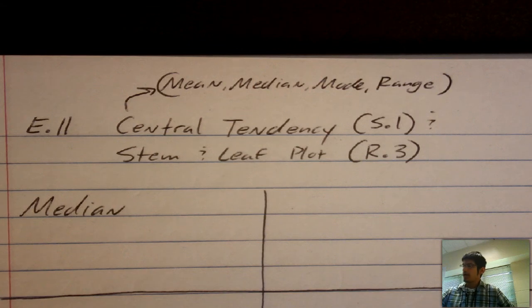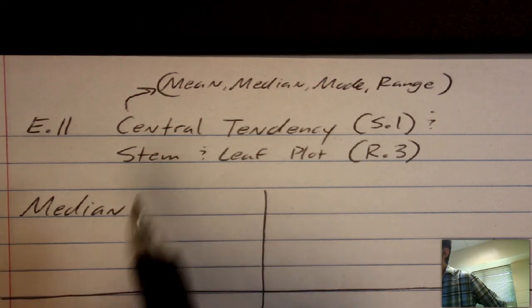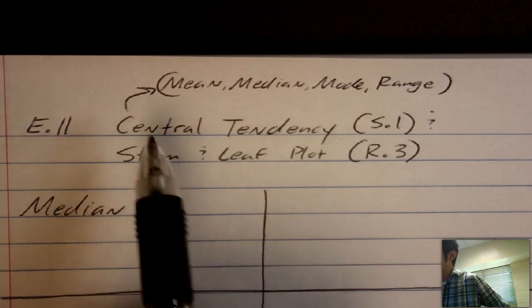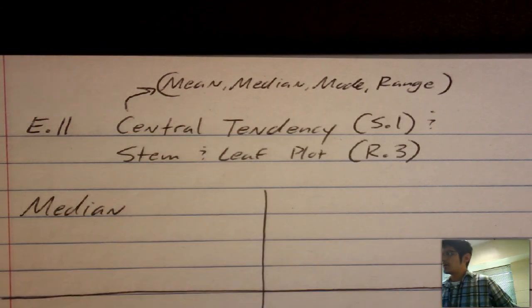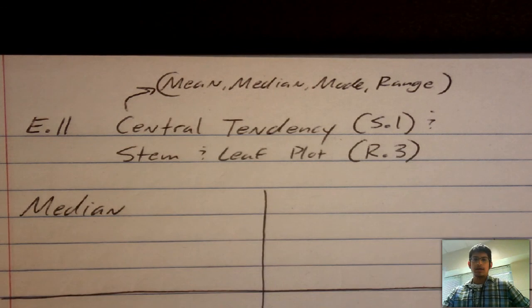All right, guys, this is episode 11. This is going to be about what we talked about in class today: mean, median, mode, and range. And these four things are called central tendency. That was IXL S1. And then we're also going to talk about stem and leaf plot. That's what we're going to be working on tomorrow, Tuesday, in class.